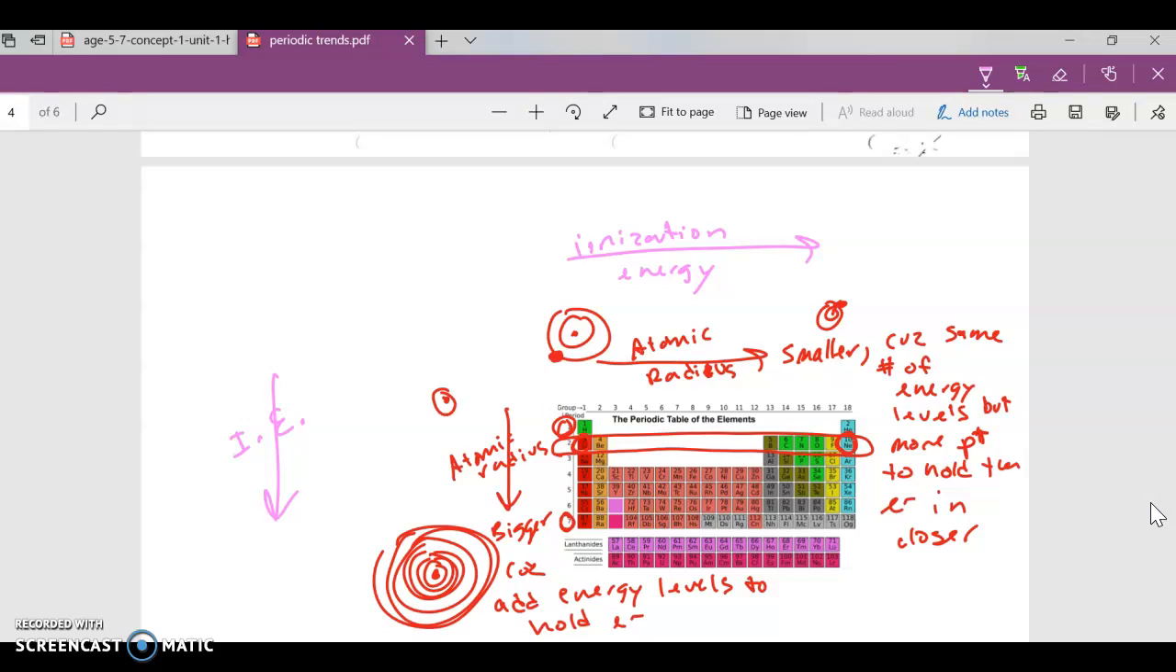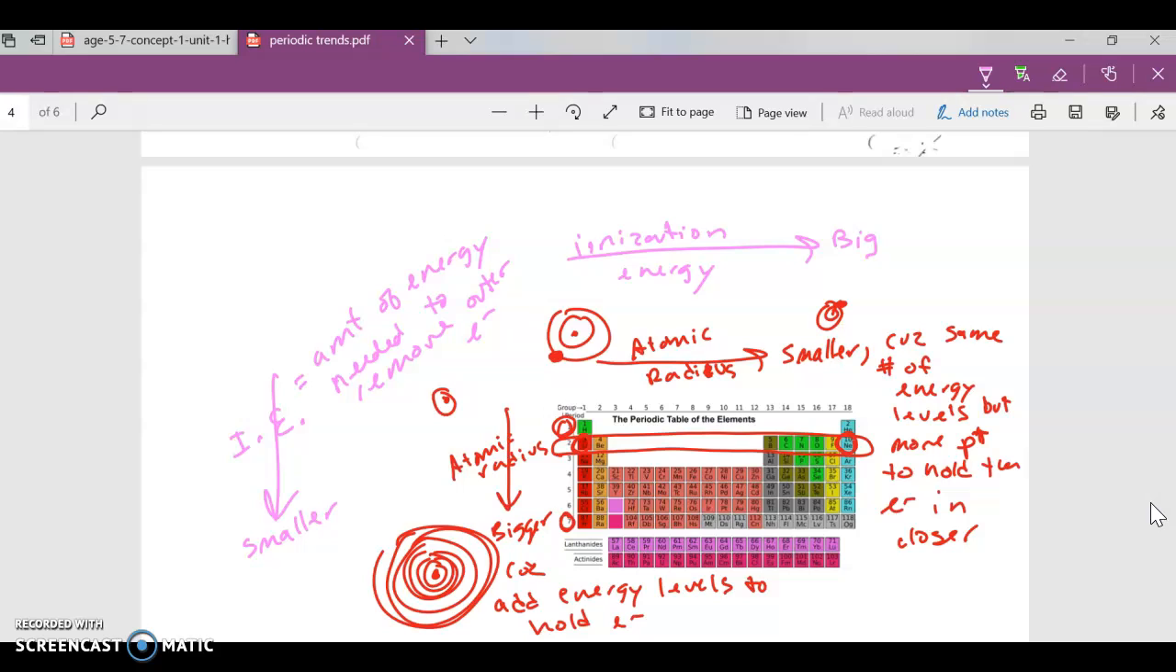Ionization energy is the amount of energy needed to remove an outer electron. And I saw by the data that as I go across, this gets bigger, and as I go down, it gets smaller. So let's start with the up and down. Why would it be?